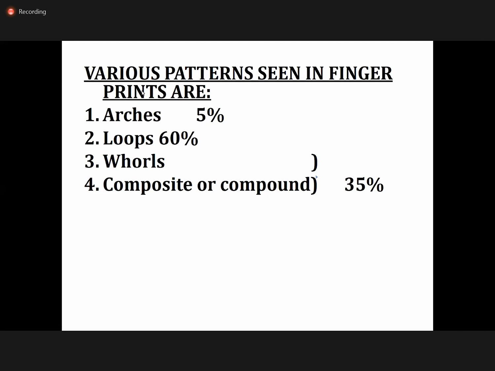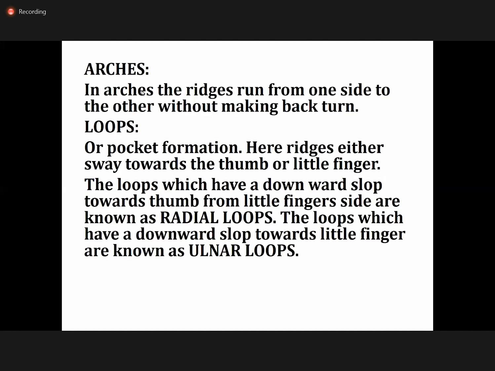You get whorl prints. There's a slight mistake in the slide: whorl pattern is 35%, it's not written in front of it, but this is the whorl pattern found in about 35% of people. The composite are found only in 5% of the people, they have this compound pattern. The arch is the one where the ridges go from one side to the other, making an arch.